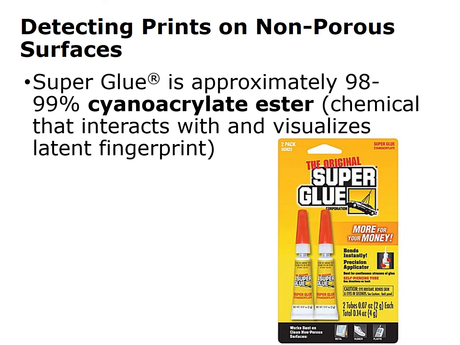You've seen super glue in the stores. It's actually pretty cheap now. You can go to the dollar store and get a package like you see here for about $1. Super glue is made up of a chemical called cyanoacrylate ester. This is a chemical that interacts with and visualizes latent fingerprints. And so, super glue is actually a secondary use, is used to lift fingerprints. You may not have known that.